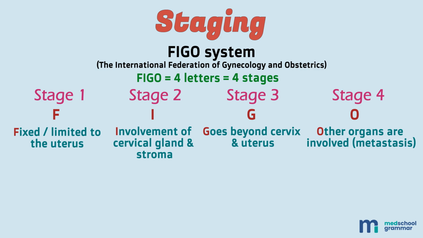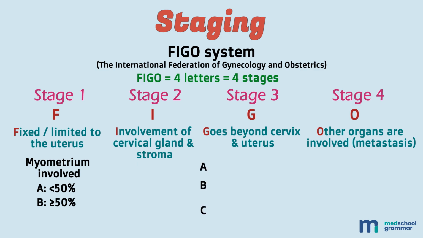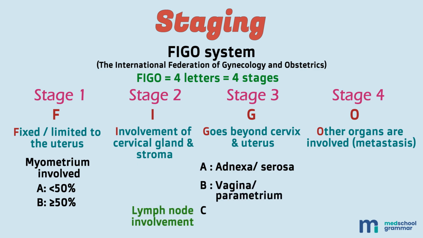Stage 1 is further divided into A and B based on the percentage of myometrium involved. Stage 2 has no further subtypes. Stage 3 has 3 subtypes, A, B, and C. A represents the adnexa involvement or the involvement of serosa. B represents the vagina or the parametrium involvement, and C represents the lymph node involvement.